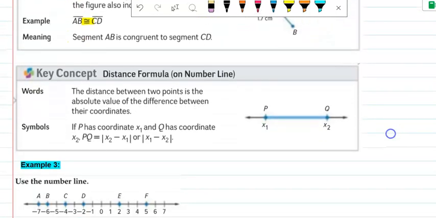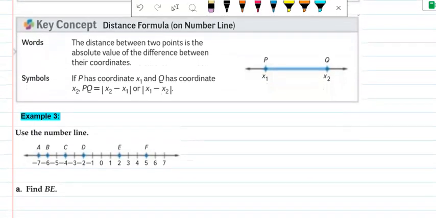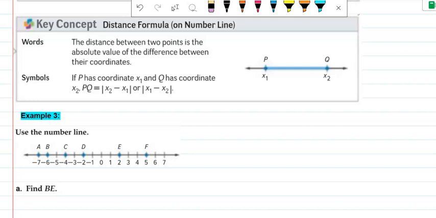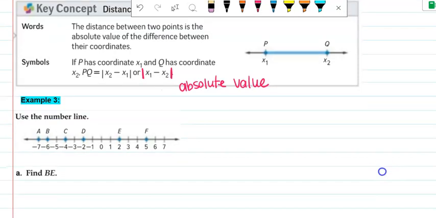Okay, we also have a distance formula if we're looking at a number line. Sometimes you can do this a couple different ways, but if you want to actually plug in the formula, these bars here are what we call absolute values. Distance can never be negative, so it has to be a positive value. Absolute value always makes everything positive. So let's do a couple of these.